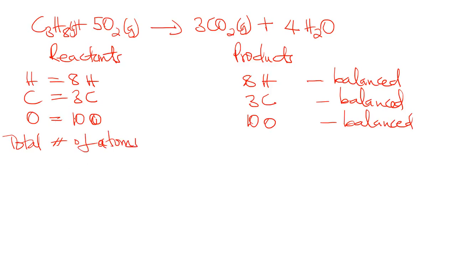So if you look at the total number of atoms, so reactants, we have 21 atoms. Product, we also have 21 atoms. So we are saying balancing a chemical equation, just make sure that the number of atoms on the reactant side is equal to the number of atoms on the product side. So let's balance a little bit tougher one.